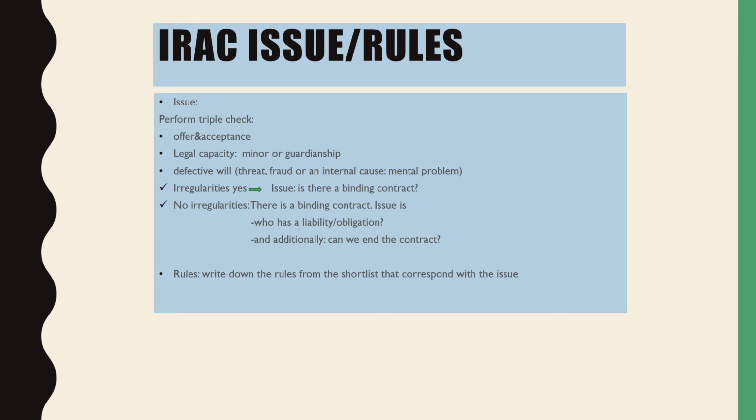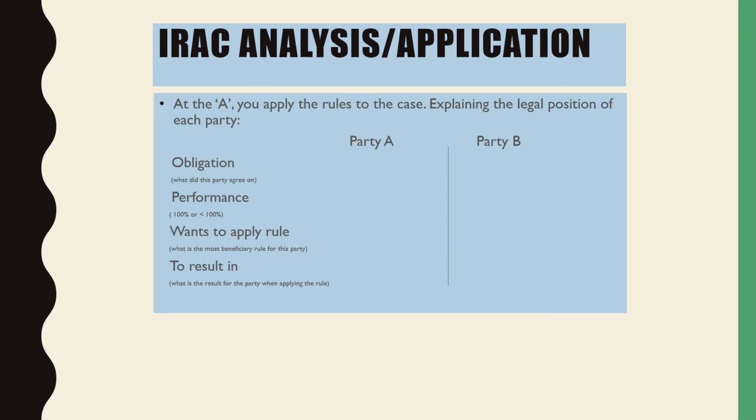I made a few slides here for you to explain what you have to do and how you can write down the issue, the rules. That's what you see here. How to make an analysis. You write down obligation, performance, wants to apply this rule, wants it to result in, and you do that for both parties.